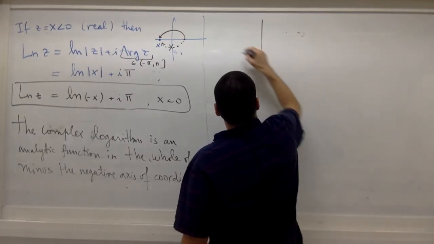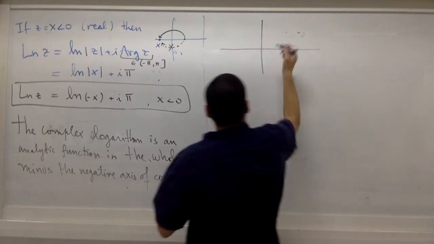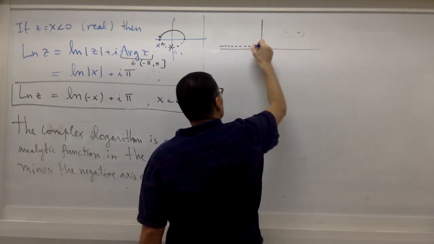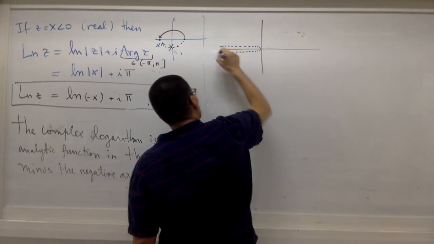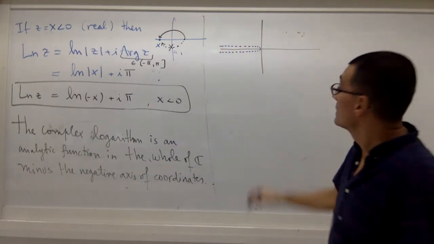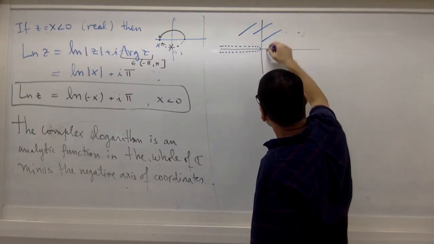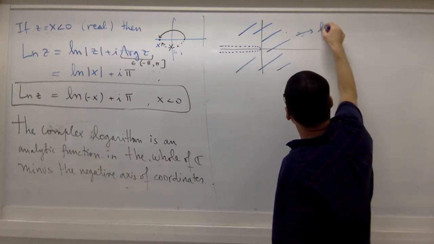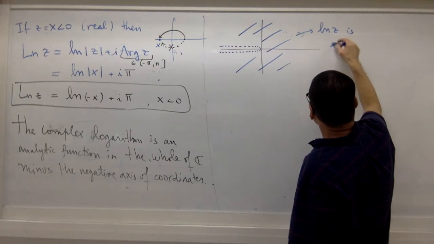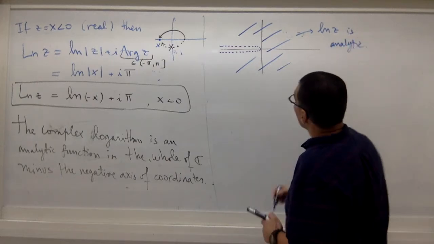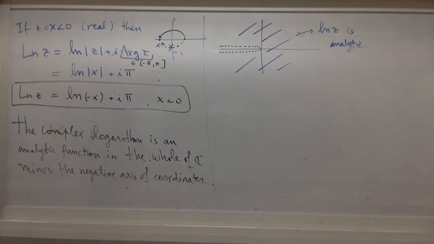So I'm saying that if this is C, you take this side of the axis of coordinates, the real axis, which is the negative part, and this is the domain of analyticity. So here the logarithm of z is analytic. Why? Why is the domain of analyticity of the logarithm the whole of C minus that axis there?